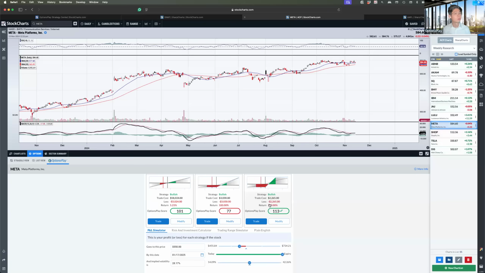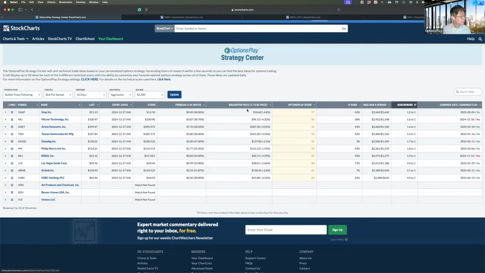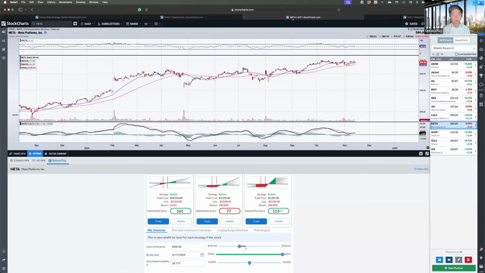It's color coded for you, and you have the same thing when you're looking at the strategy center. Every single trade has an options play score. It's ranked for you, so you know which stocks have the best edge and which ones have the least edge when it comes to an options trade. So that is all designed and built into ACP, which is your advanced charting package. A lot of traders at StockCharts.com use this specific charting package. I use it in my trading.